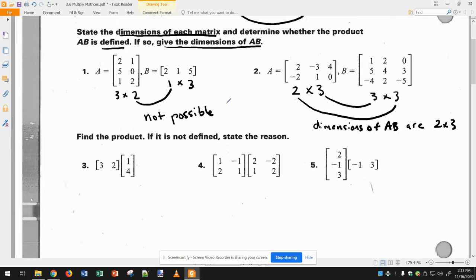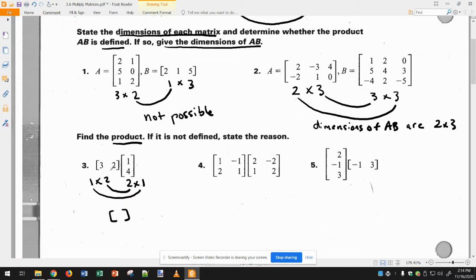Now, for 3, 4, 5, we have to actually find the product. If it's not defined, we have to state the reason, which will be that these two numbers aren't the same. So this one has just 1 row and 2 columns, and this one has the opposite. It has 2 rows and 1 column. So this will be possible because the inside numbers are the same, and the resulting matrix will be a 1 by 1, which is just one entry.